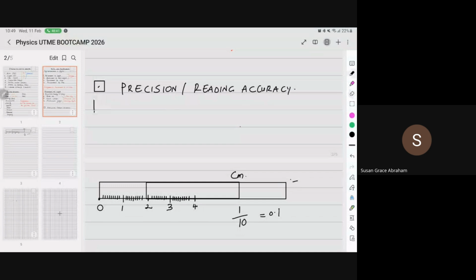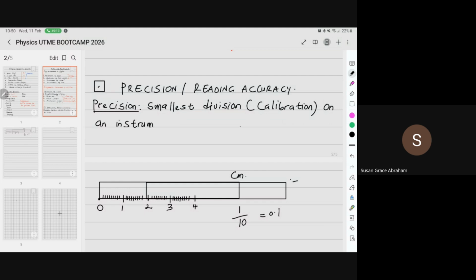So now, precision: smallest division, in brackets, you can call it calibration. Calibration in what? Or on. I'll go and learn English. Calibration on an instrument. Smallest calibration on an instrument.